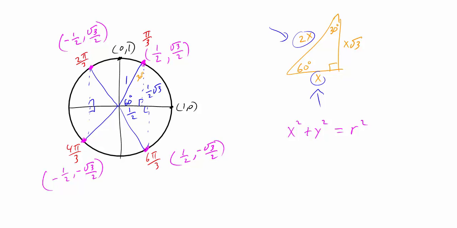So just like the previous video with the 45-degree angle or the pi over 4, here we went through how we could calculate the actual coordinates, the point on the unit circle where you have pi over 3, 2 pi over 3, 4 pi over 3, 6 pi over 3, or in other words, you could think of this as a 60-degree angle or a 120 degree, and so on.